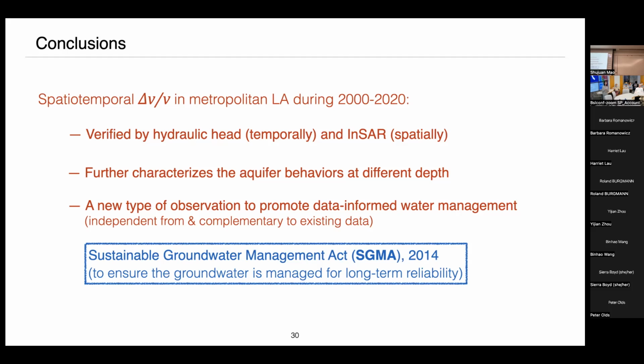I learned that as part of this framework, there are already efforts going on to incorporate the models derived by seismic refractions into the statewide groundwater flow model. So now that we have this abundant spatial temporal measurements of delta V over V, I'm sure there are a lot more things we can do to really be a very helpful part of the water solution.